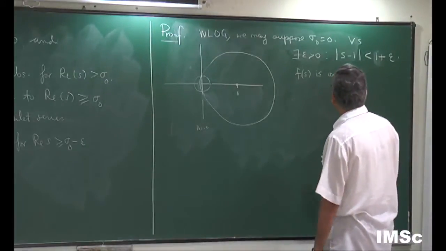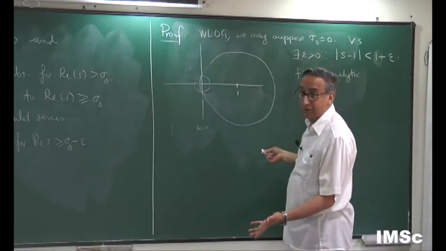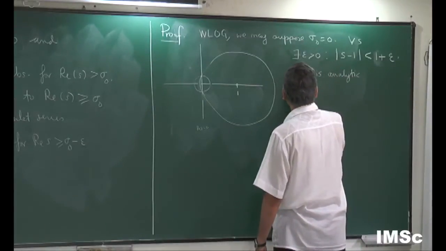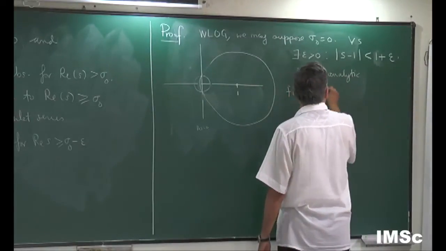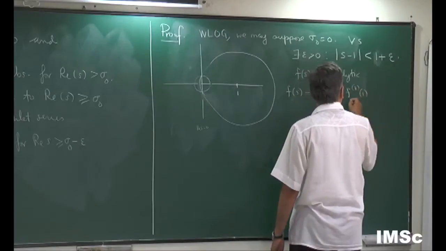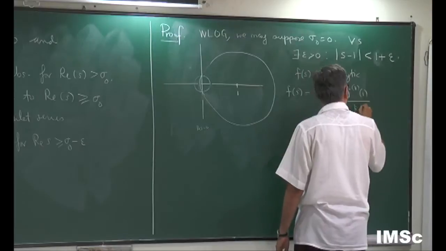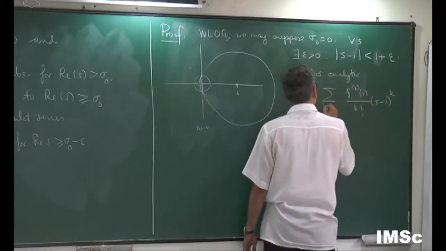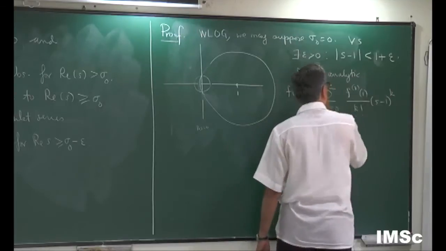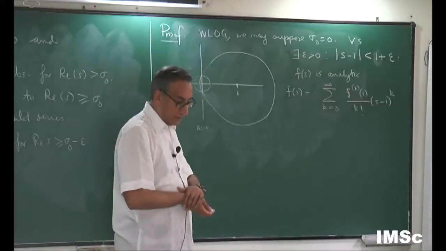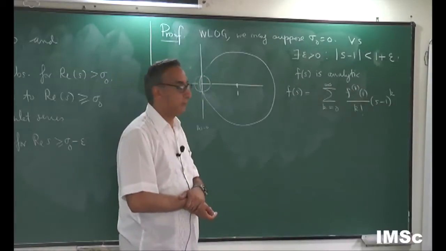And so it has a Laurent expansion. Okay, so f of s can be expanded as a Laurent series about 1. Taylor series, or in complex analysis, it'll be called Laurent series.